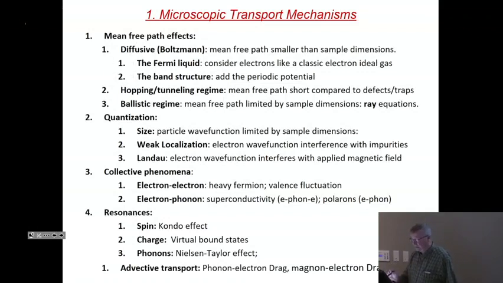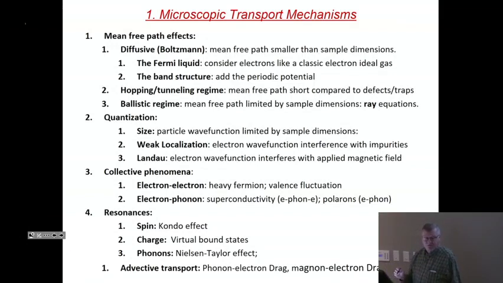There are other regimes. Hopping and tunneling can occur when the mean-free path becomes short compared to the distance between defects or traps, or, for example, when there are walls, such as potential barriers in the system. And then there is a ballistic regime where the electron mean-free path, in fact, is larger than the sample size, and then we are going to have transport that follows essentially ray equations. We'll establish the criteria for diffusive transport in a minute.